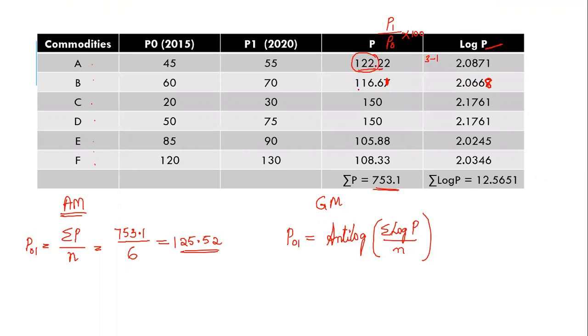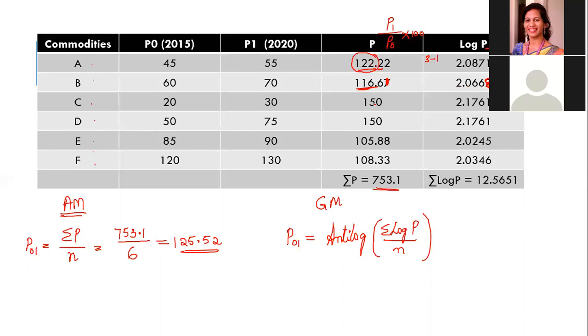Now before the point, there are more digits, so what do we have to do? 3 minus 1, 2. So it is 2.0668. Okay, hope you understood how to see the log table.